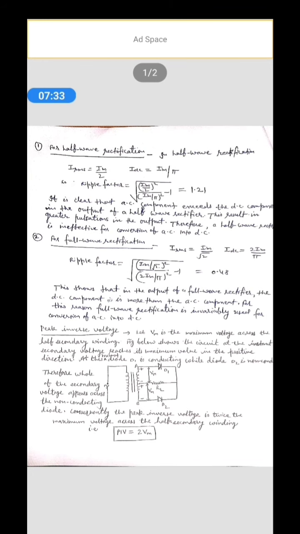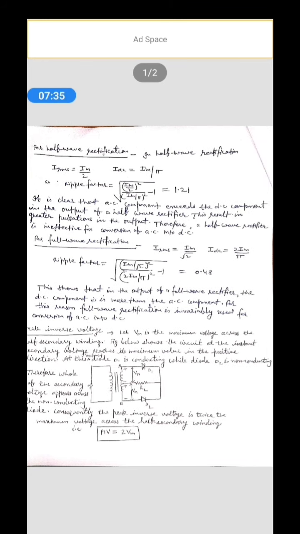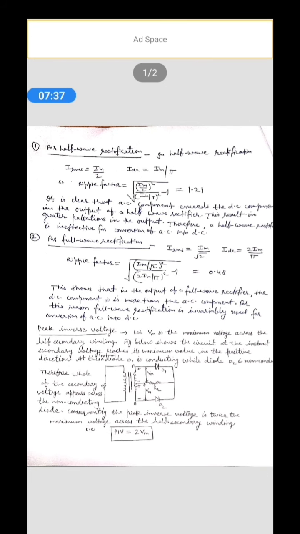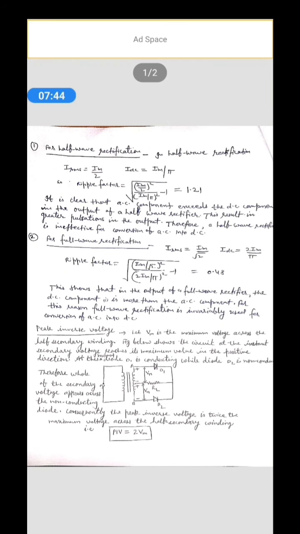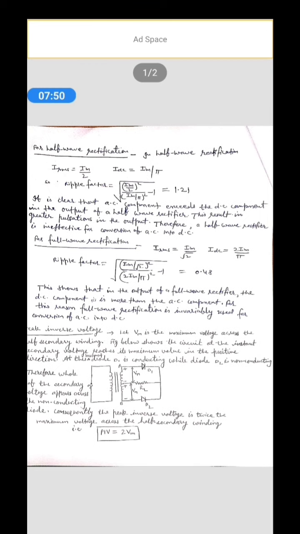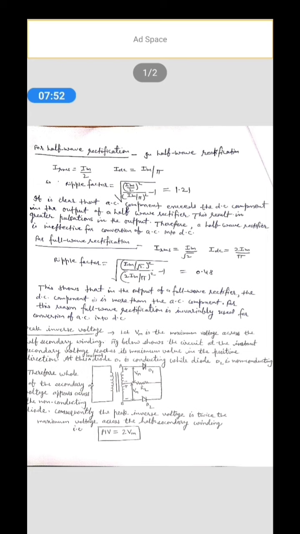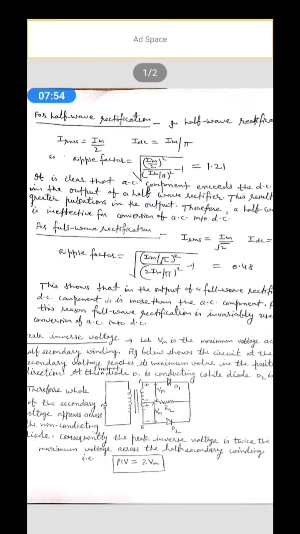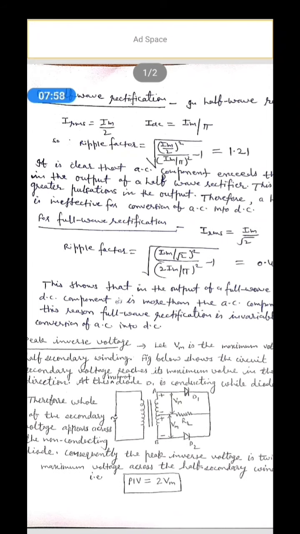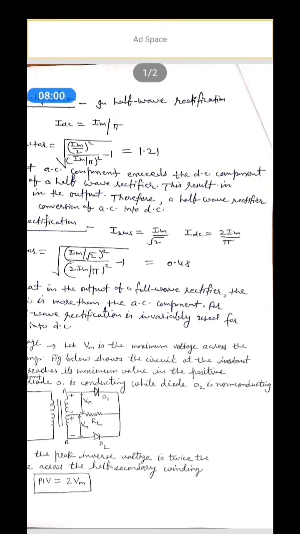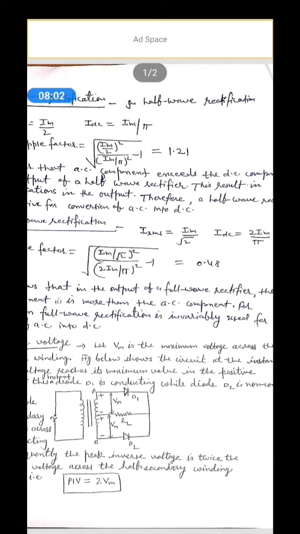It is clear in the figure that at the instant the secondary voltage reaches its maximum value in the positive direction, diode D1 is conducting while diode D2 is non-conducting. When the positive cycle comes, D1 is conducting and D2 is non-conducting.